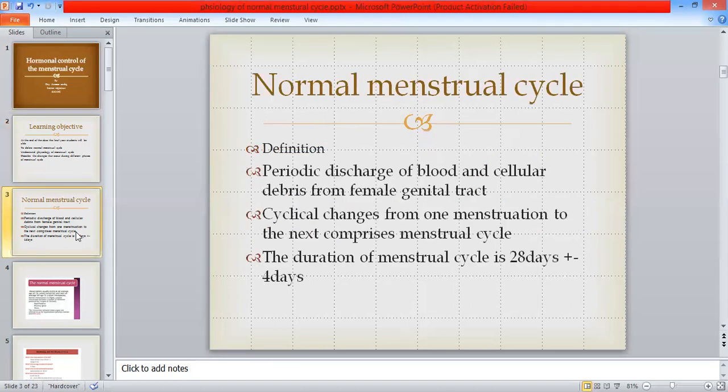Now, what is the normal menstrual cycle? What is the definition of the normal menstrual cycle? It is the periodic discharge of blood and cellular debris from the female genital tract. In other words, it is cyclical changes from one menstruation to the next in a cyclical pattern. It is called the menstrual cycle because it is repeated in a cyclical fashion. The duration of the menstrual cycle is 28 days plus or minus 4 days. It varies in length in different ladies.